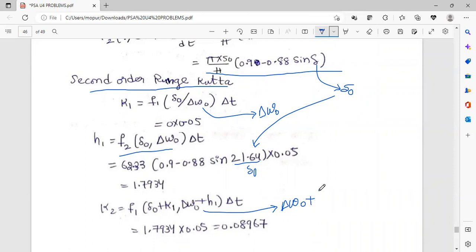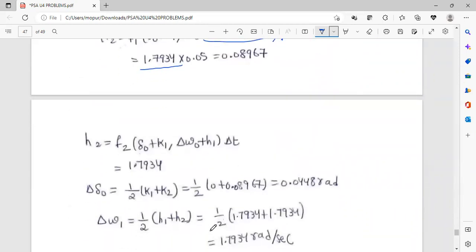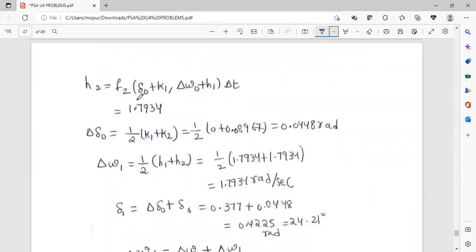Del omega naught is 0, so you will get only h1. What is h1? H1 is 1.7934, so 1.7934 you will get. Now, what is h2? H2 is F2 into del naught plus K1, comma, del omega naught plus h1.